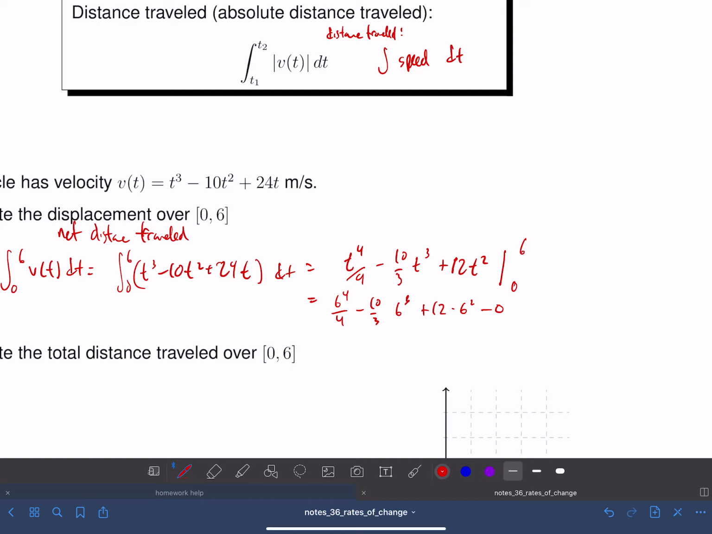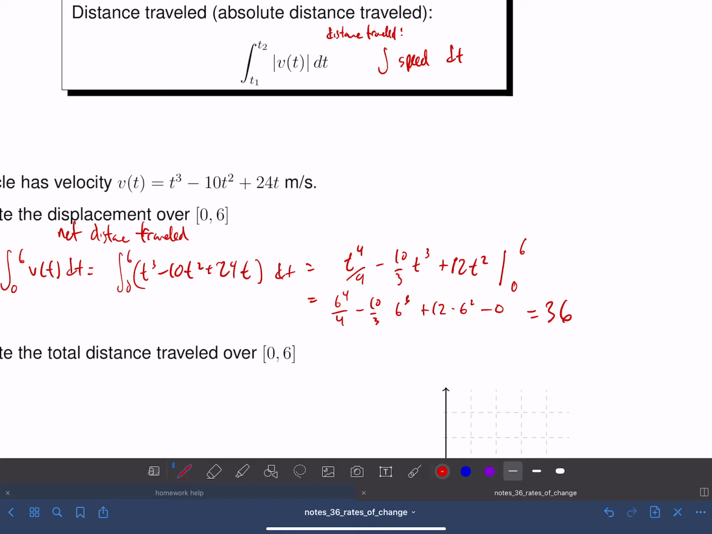6 to the 4 divided by 4 minus 10 thirds times 6 cubed plus 12 times 36 equals 36. Neat. Neat. Oh, yeah. I think I just heard somebody light a firework.